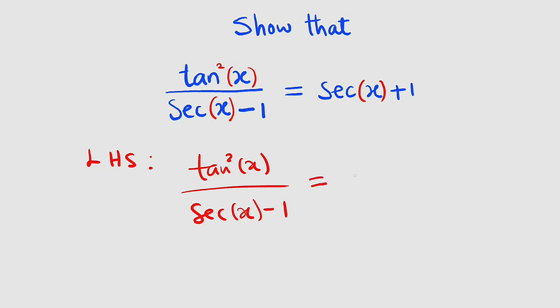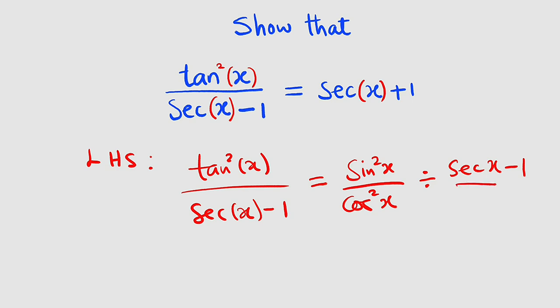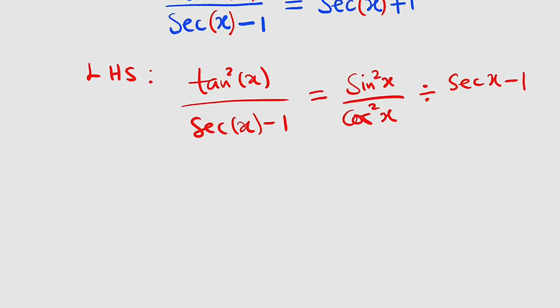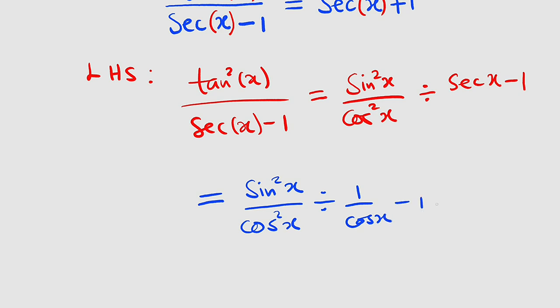So we can write this as sin²x divided by cosine²x. So let me use this division sign, secant x minus 1, right? And we all know that secant x can be expressed as 1 divided by cos x because it is just the reciprocal of cosine x. So therefore this becomes sin²x divided by cosine²x divided by 1 divided by cos x minus 1. So let us simplify this first.